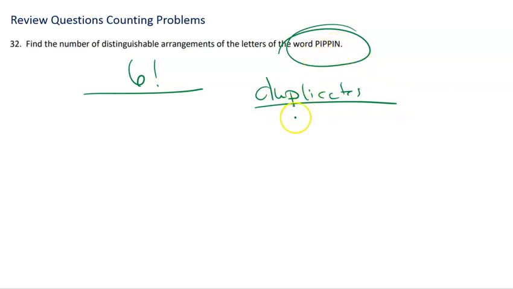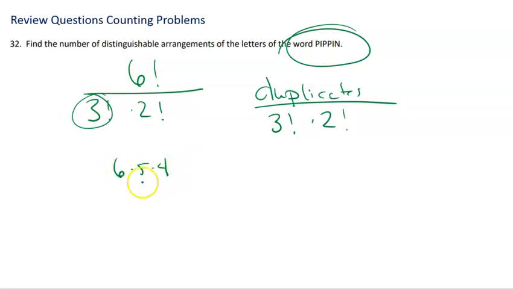So P's, there are 3 of them, so that's going to be divided by 3 factorial. I's, there are 2 of them, so that's also divided by 2 factorial. So you have 6 factorial divided by 3 factorial times 2 factorial. I'm going to take the top one down to the biggest one in the bottom and cancel the 3 factorial, so it's 6 times 5 times 4. Again, the 3 factorials will cancel, divided by 2 times 1.